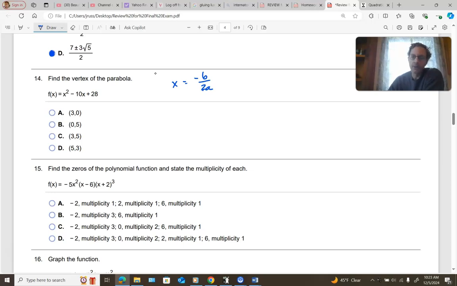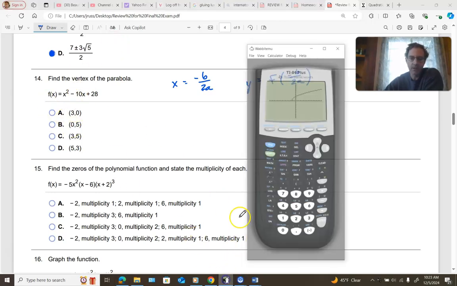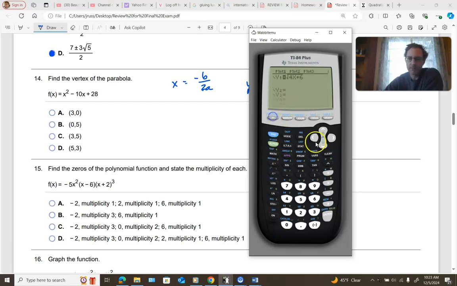And then your y-coordinate would come from plugging whatever that value is into the function, okay? But guys, the easiest way to do this would just be to graph it and look at your answer choices. So I think that's the way I'll do it. So x squared minus 10x and then plus 28. The graph.